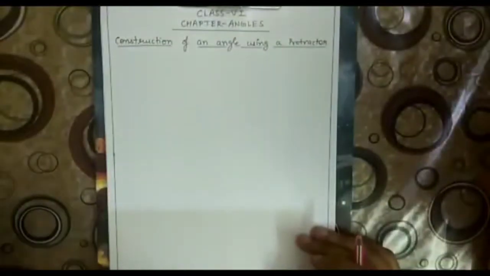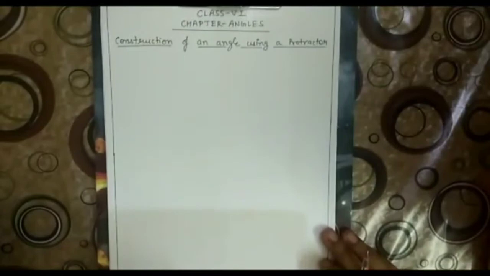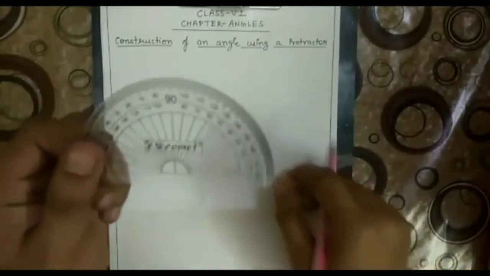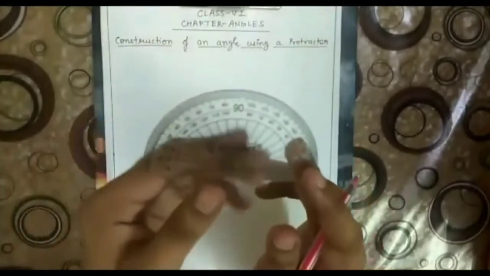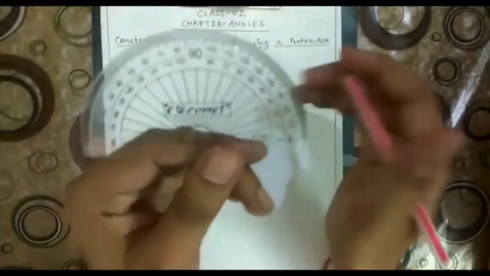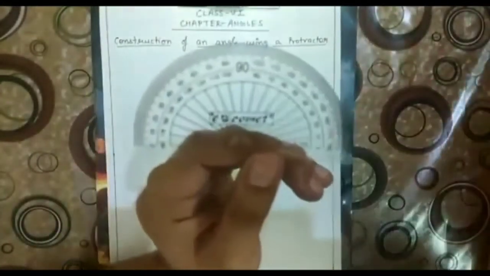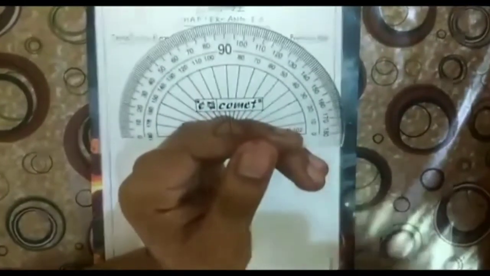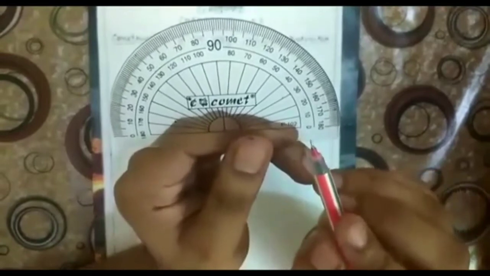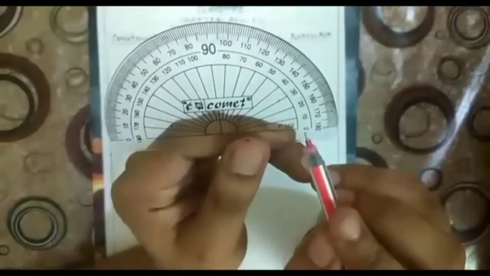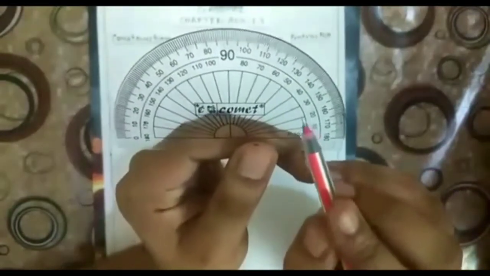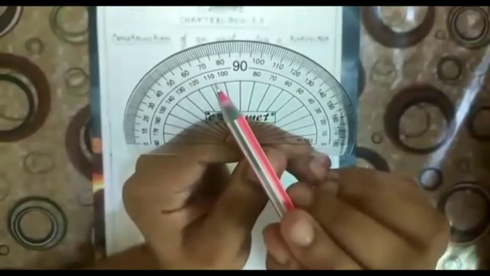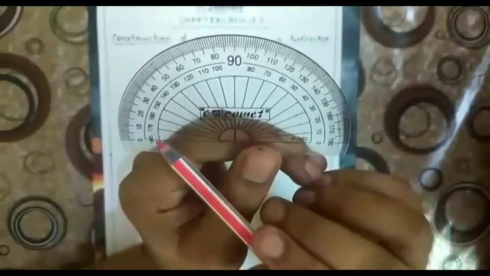So students, now we are starting our new topic, and the topic is construction of an angle using a protractor. This is your protractor, and if you observe your protractor carefully, then you will get to know there are two semicircles. First is the inner and second one is outer. If we observe the inner circle, then 0 starts from the right hand side: 0, 10, 20 up to 90, 100, 110 and goes to 180 degree.